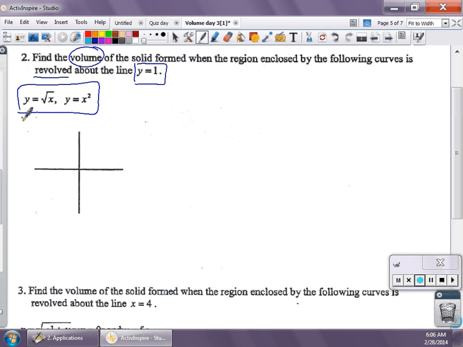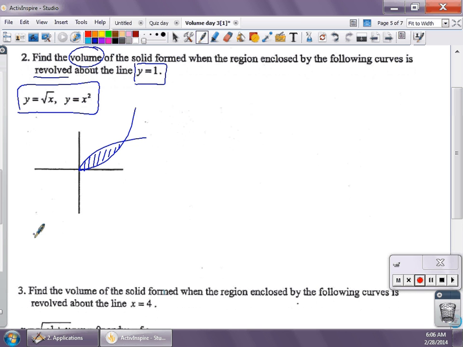Now this time, notice I have two functions. I have y equal to the square root of x, which looks something like that, and y equal to x squared, which looks something like that. So the region that we're revolving is this region right here. We're revolving it around the line y equal to 1, which is where these two functions happen to intersect.